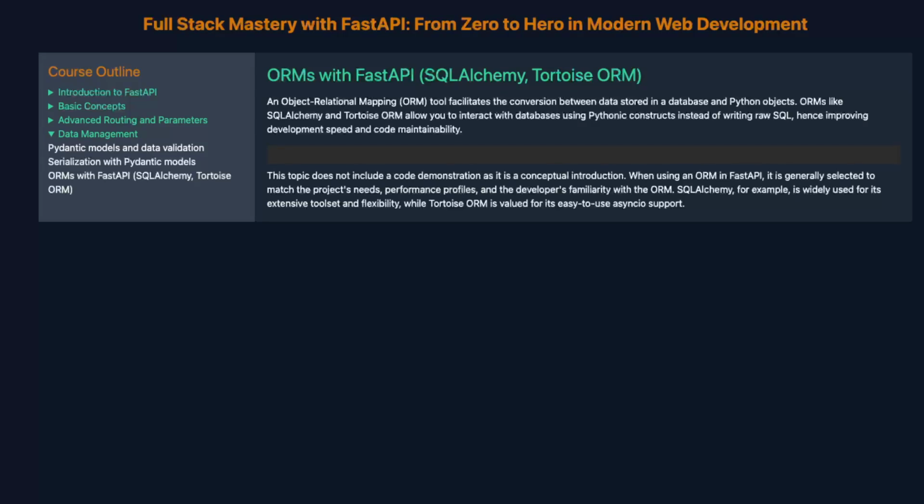When using an ORM in FastAPI, it is generally selected to match the project's needs, performance profiles, and the developer's familiarity with the ORM. SQLAlchemy, for example, is widely used for its extensive toolset and flexibility, while Tortoise ORM is valued for its easy-to-use async support.